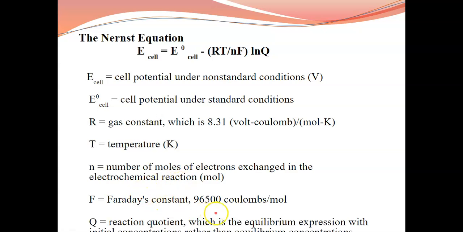F is Faraday's constant, which is 96500 coulomb per mole. And Q is the reaction quotient. So it is the ln of the concentration of the products upon the concentration of the reactants. So this is the Nernst equation, which can be used when we have to find the potential of a single electrode. You will understand this further as we move ahead in the next sessions and see a few examples. So that's all for today's session.